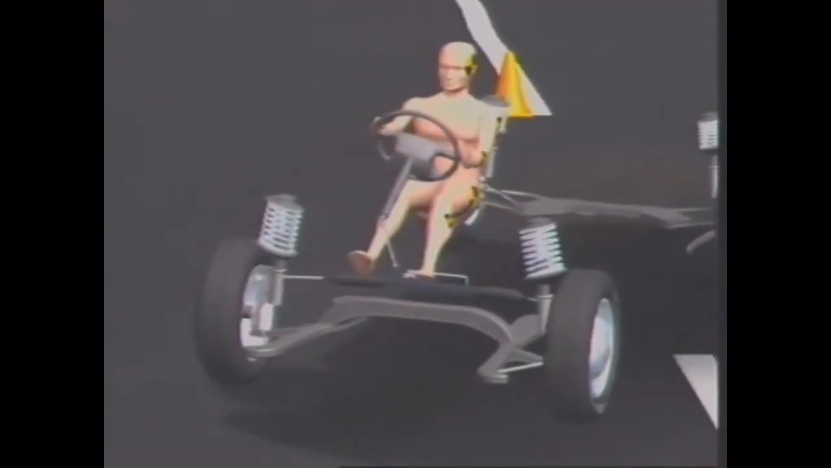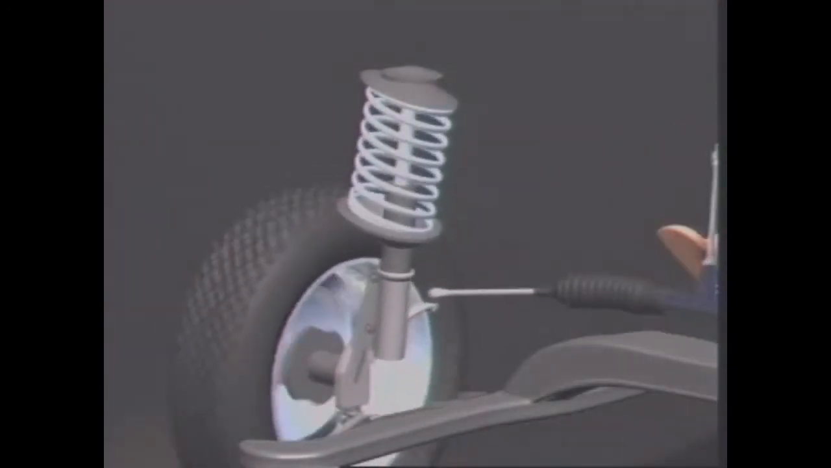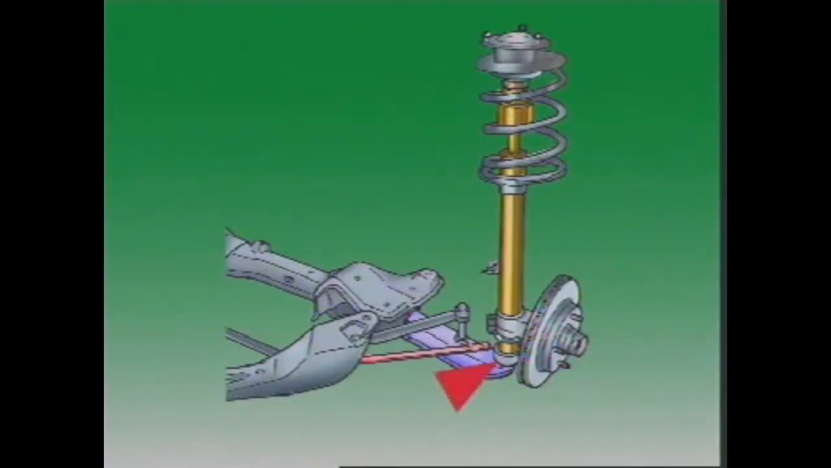One of the simplest and most common independent suspension systems is the McPherson strut type. It can be used on the front and rear of the vehicle. It consists of a spring and shock absorber unit called a strut. The lower end of the strut is located by a ball joint fitted to the end of the suspension control arm. Its upper end is located in a molded rubber mounting.